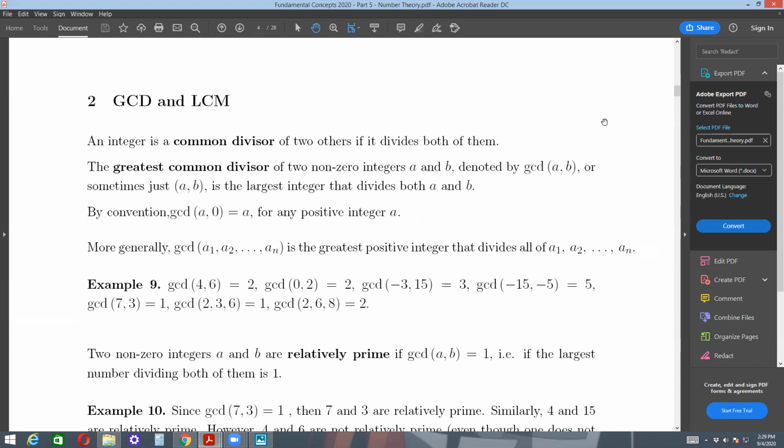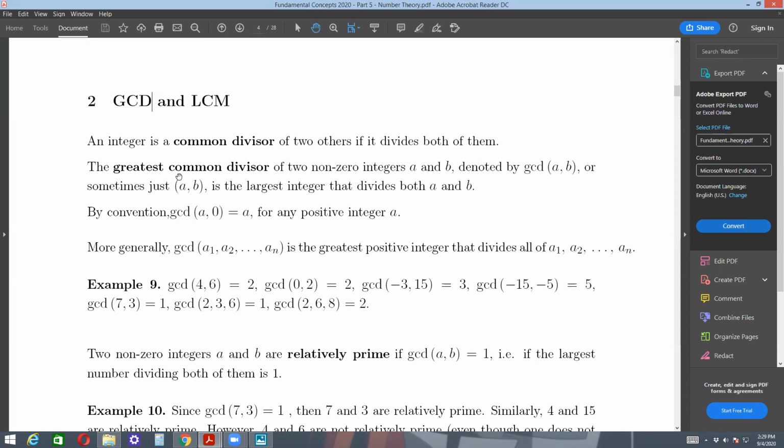Okay, so the next main section is GCD and LCM, primarily GCD. That's the more important one. Like I said previously, the GCD, greatest common divisor, is basically the same as the highest common factor. They mean the same thing. I know you all might be more familiar with the term highest common factor. That's the one you learned probably in primary school.